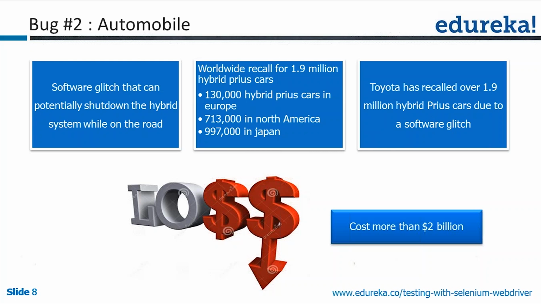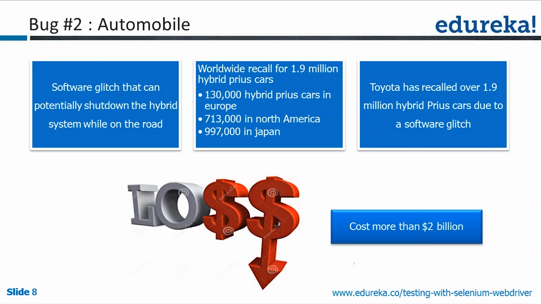This saved the company's reputation, but affected revenue with a loss of more than $2 billion. They recalled 130,000 hybrid cars from Europe, 700,000 cars from North America, and 900,000 cars from Japan due to just a single software glitch. Okay, now you can understand how severe a bug can be if it's released to the system, right?